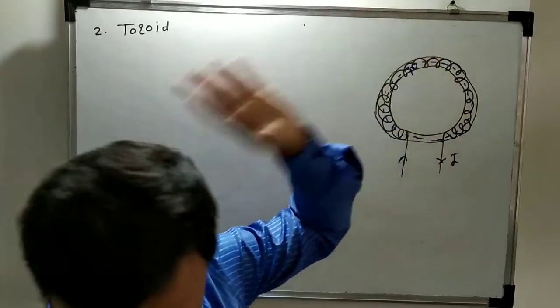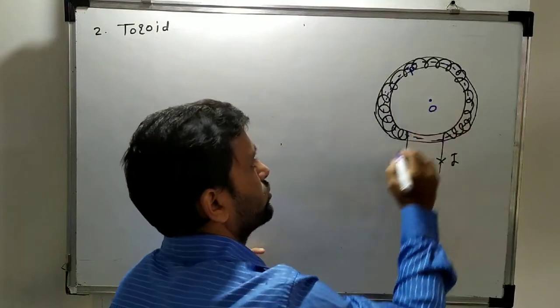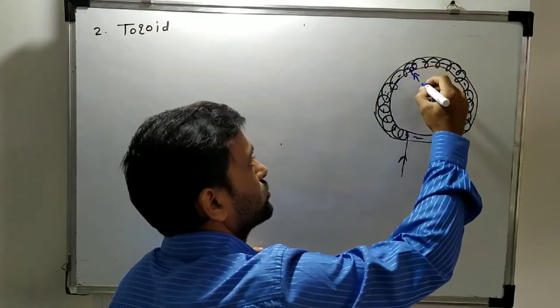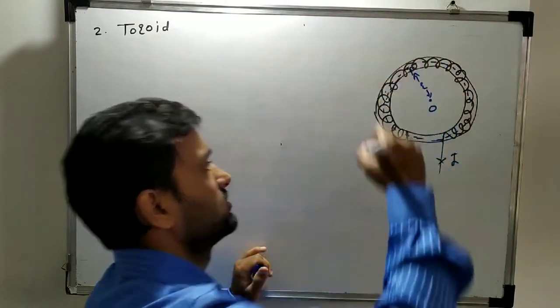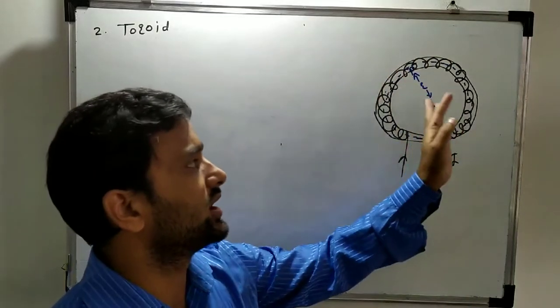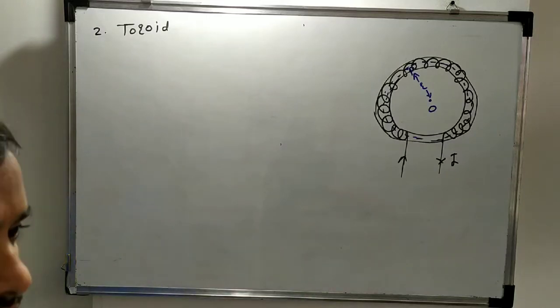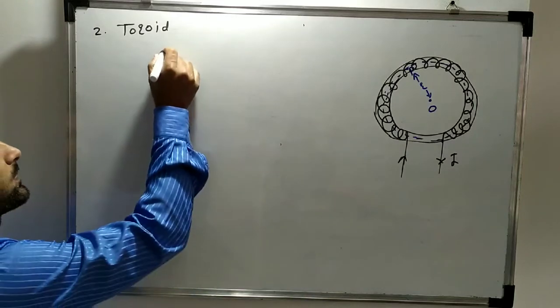at this point P? The center of the toroid is called O, and the radius of the toroid we consider as R. What is the radius of this circular toroid? It is R, and the center is O. Then how to determine the value of magnetic induction at the point P, which is located along the axis of the toroid? So in this case, according to Ampere's law, what is the equation?